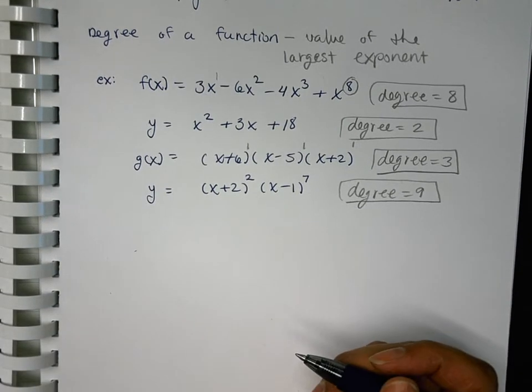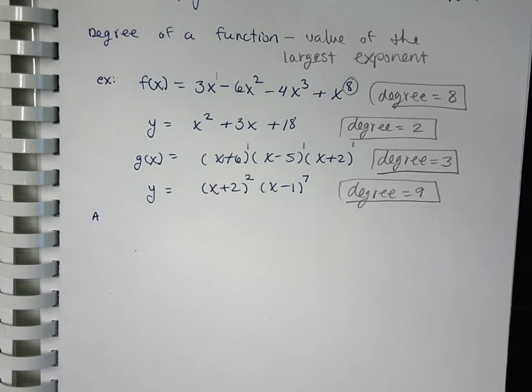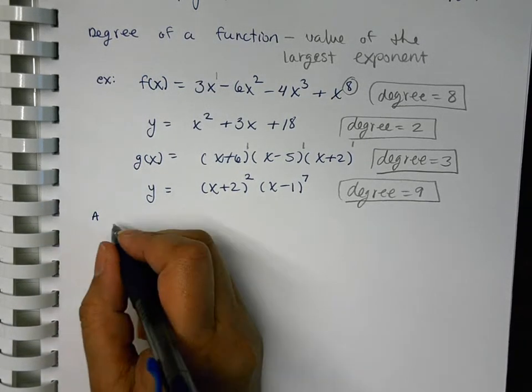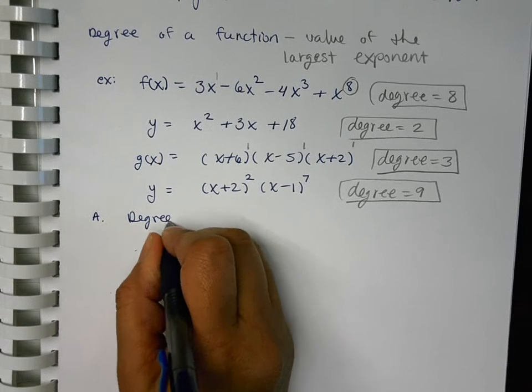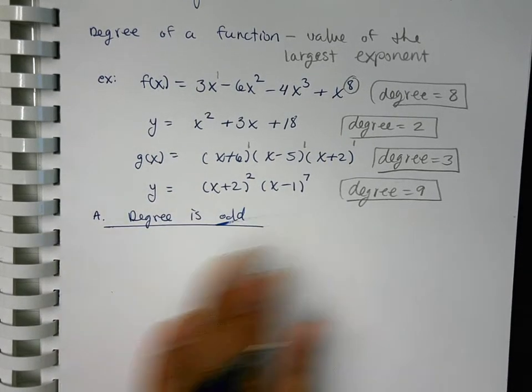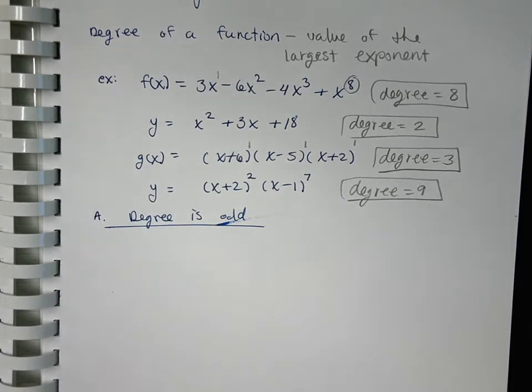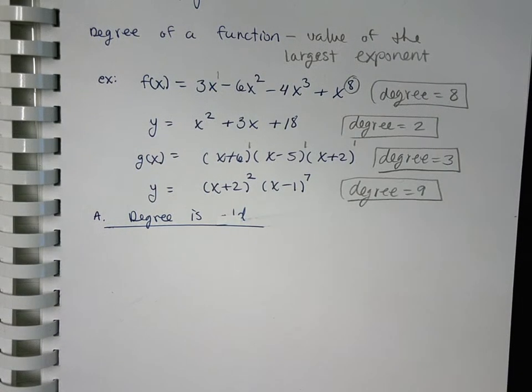Questions? All right, we're going to talk about end behavior. How do you know if it's high, low, high type stuff? Part A, we're going to talk about when the degree is odd. What to do when the degree is odd.